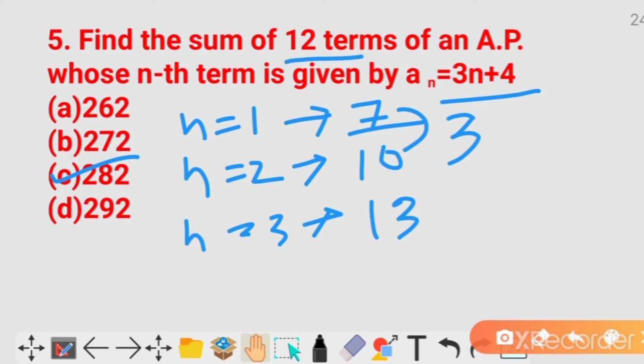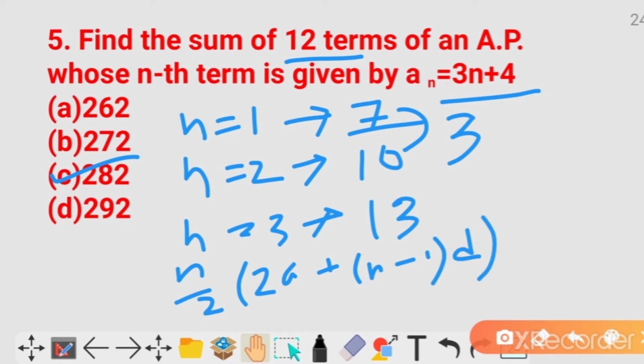So the common difference is 3, and the first term is 7. We have to find the sum of 12 terms, and you know the formula, n by 2 into 2a plus n minus 1 into d. If we put the formula, the answer will be 282. I have already discussed it in my previous video. You can go and check out the link in the description box.